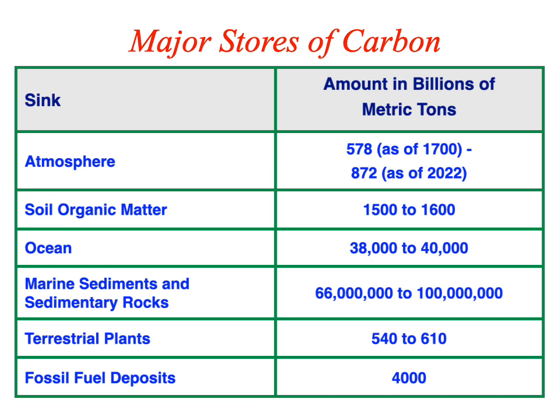So this table reviews how much carbon is found in 6 major sinks. Notice in the atmosphere, carbon has increased substantially because of our burning of fossil fuels and releasing from these fossil fuels carbon dioxide gas. Before industrialization, there's about 578 billion metric tons of carbon, and by 2022, this had increased to 872 billion metric tons. The 2 largest carbon stores are marine sediments and sedimentary rocks, and then the ocean. Fossil fuel deposits contain approximately 4,000 billion metric tons of carbon.